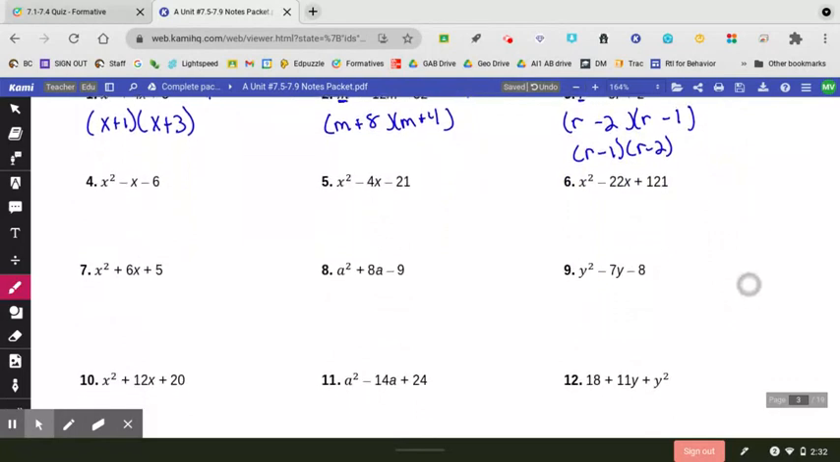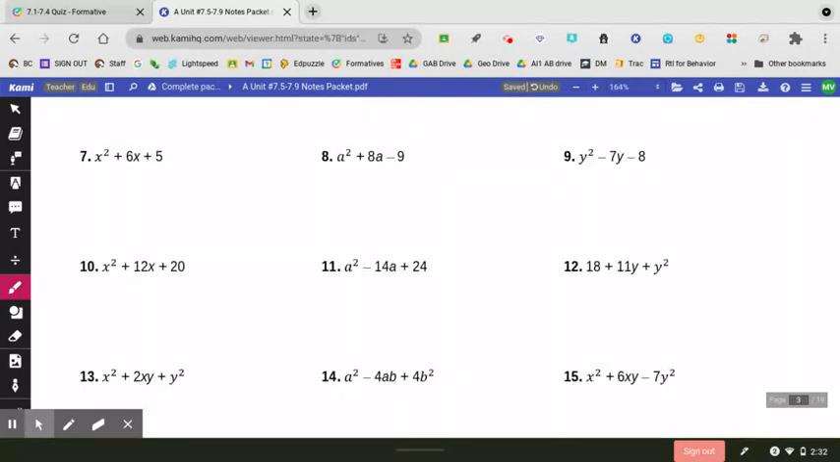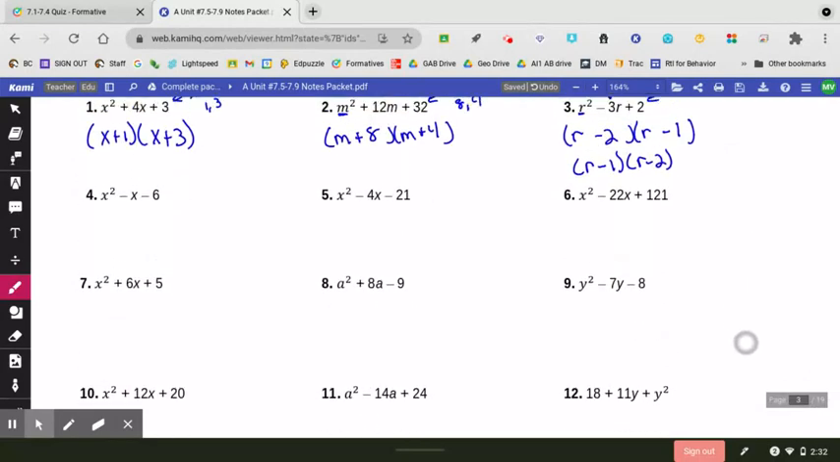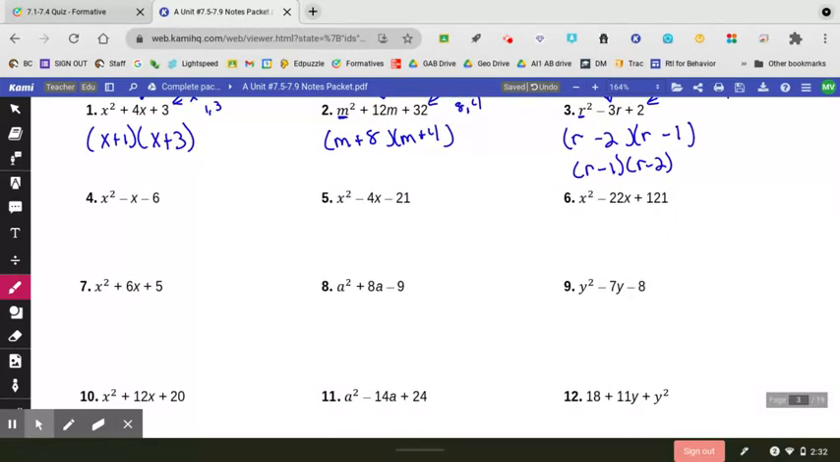So let's have you pause again and try the next 6. Okay, so again, I want numbers that multiply to be negative 6, add to be negative 1. So that's negative 3 and positive 2. If you can't think of it, make a list. X squared breaks up into x minus 3, and then it's x plus 2.